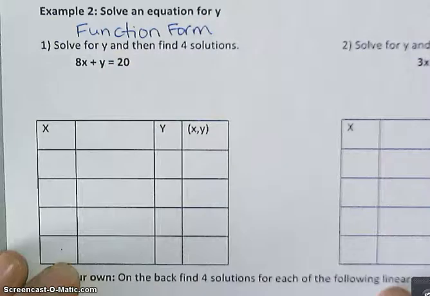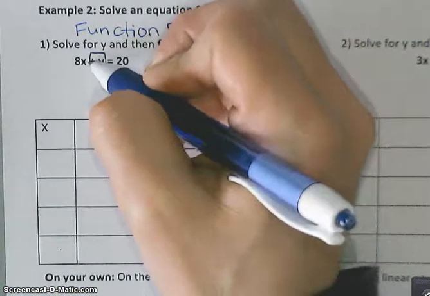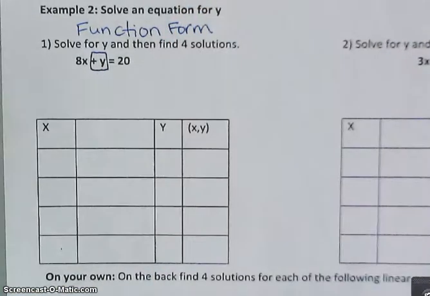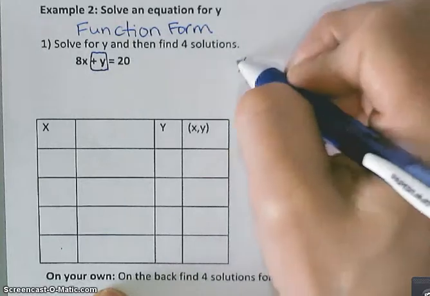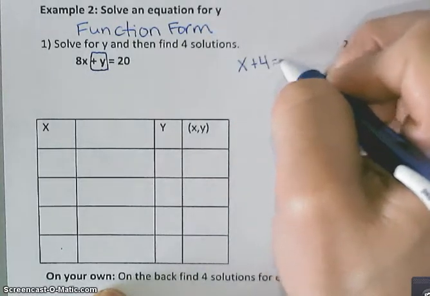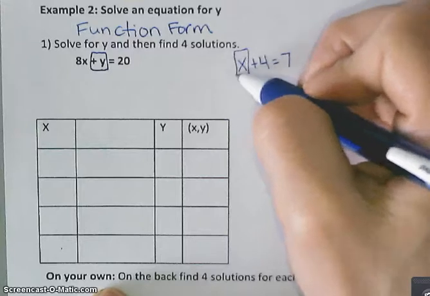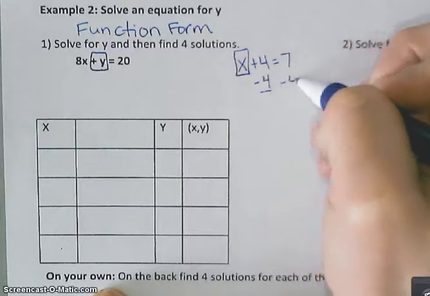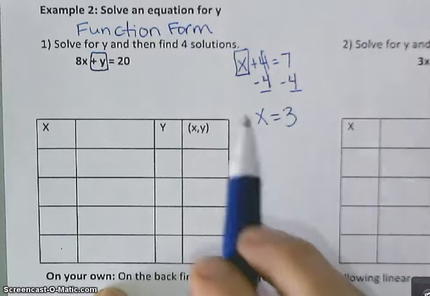Okay, y equals. So I want to get y by itself, and this is the same rules that we've learned when we learned how to solve equations. So for example, if we had x plus 4 equals 7, I would get x by itself by subtracting 4, moving it over, x is equal to 3. Okay, so same rules apply here.